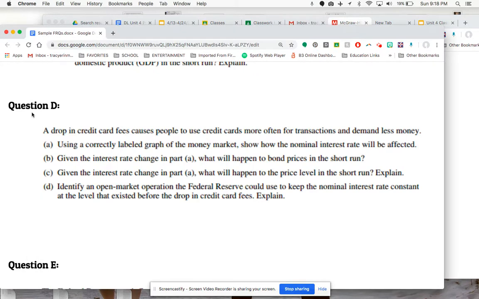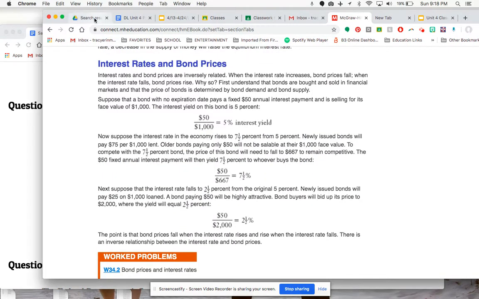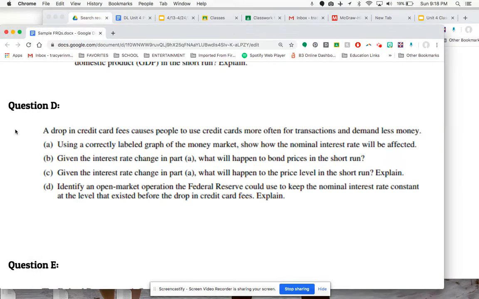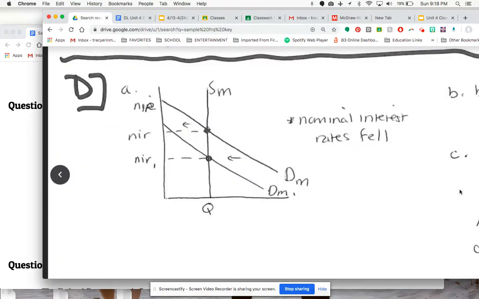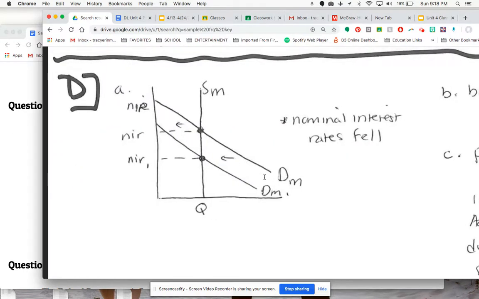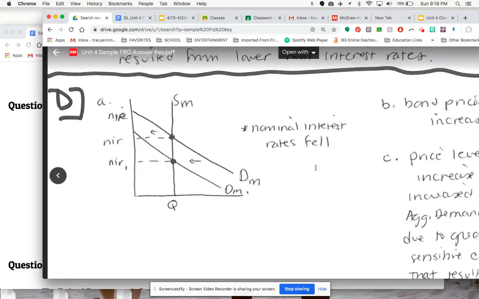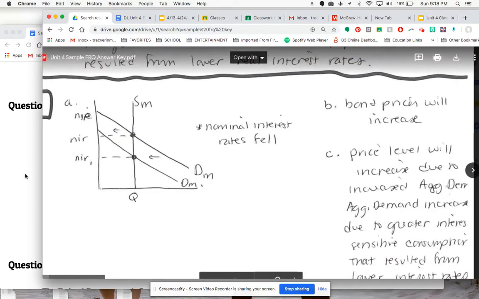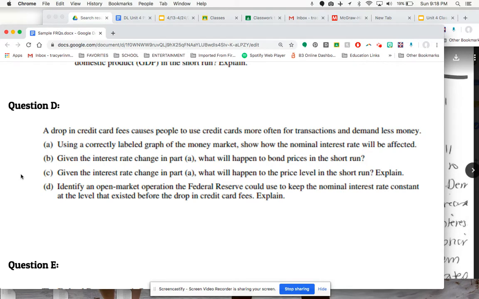The question says, what will happen to bond prices in the short run? Well, you don't have to explain anything. So if you really forget that they're inversely related, you could always just remember that you have a 50-50 shot right now of getting the question correct. So if nominal interest rates were to fall, then in part B, we're going to be looking at bond prices are increasing.